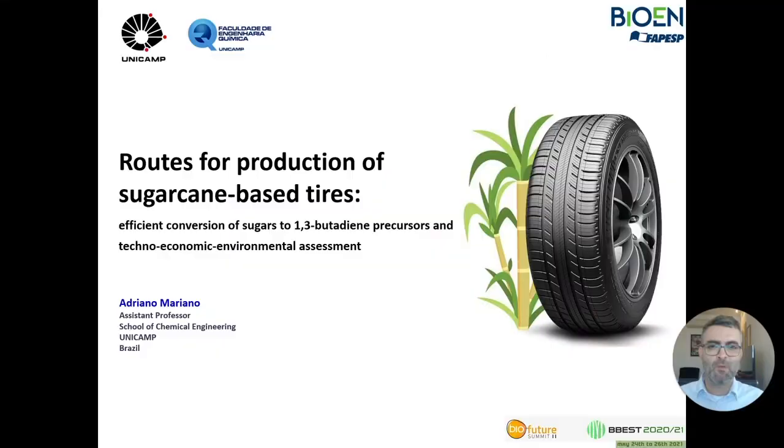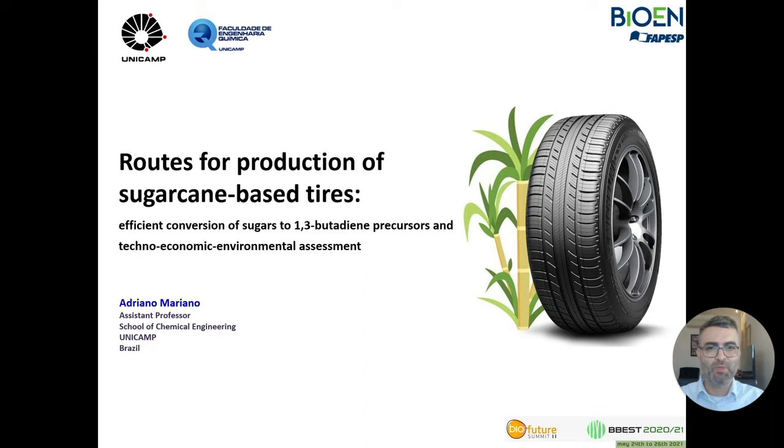Hi, my name is Adriano Mariano, and I'm an assistant professor of chemical engineering at Unicamp, Brazil, and I've been leading research in which we are interested in assessing the economics and the environmental aspects of using sugarcane as a feedstock to produce tires. And we are also interested in improving the efficiency of conversion of sugars produced from the cane into chemicals that can be used to produce butadiene.